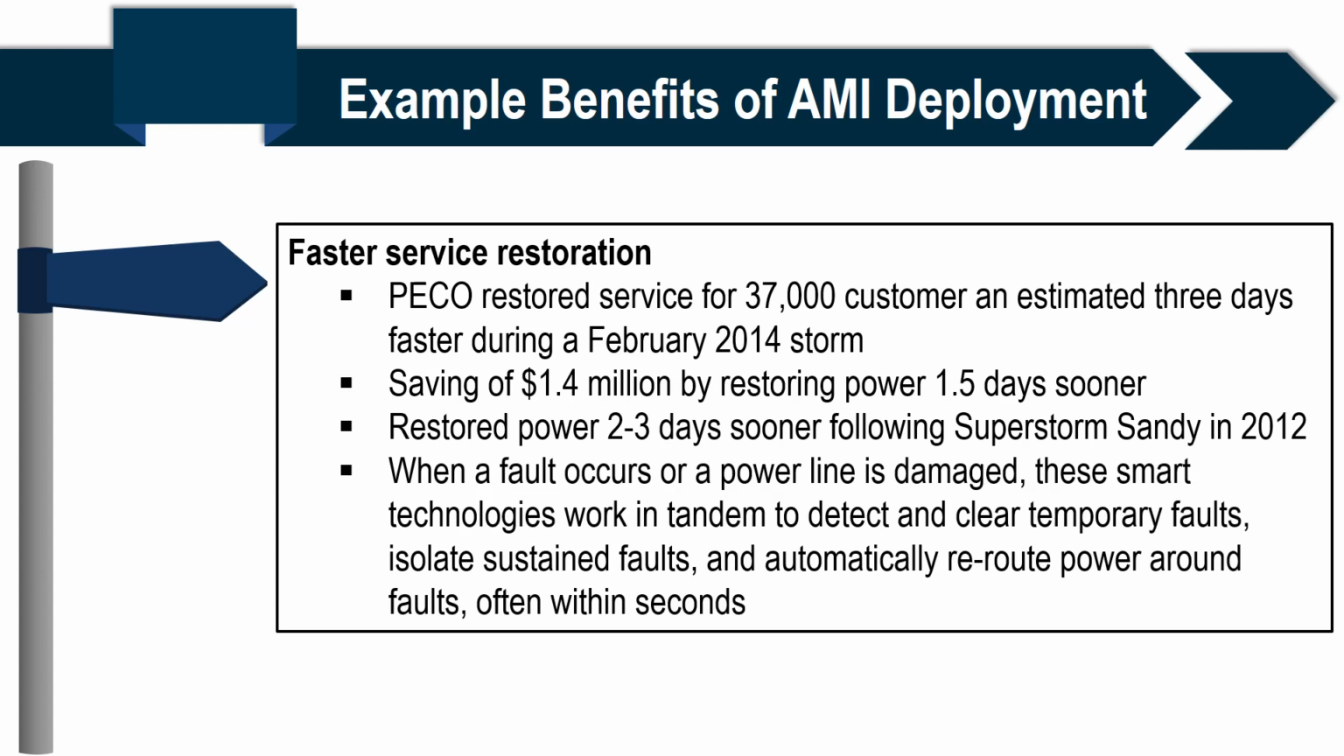When a fault occurs or there is a power line outage, these smart technologies work in tandem to detect and clear temporary faults, isolate these faults, and automatically reroute power around faults, often within seconds. So this whole reconfiguration of the grid is feasible with the help of these technologies.